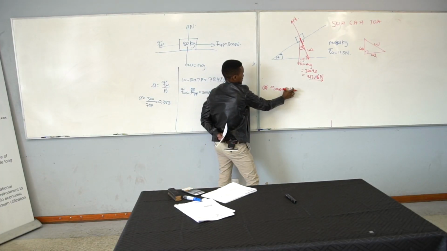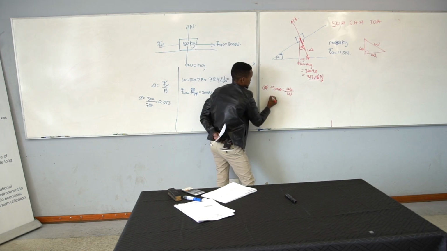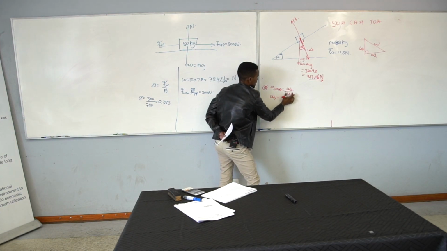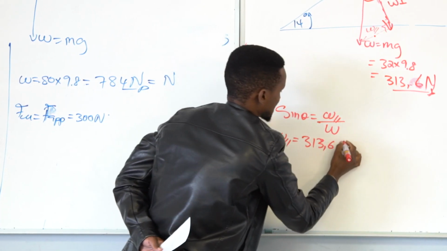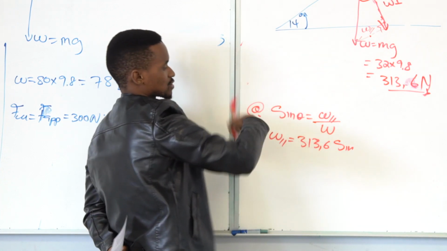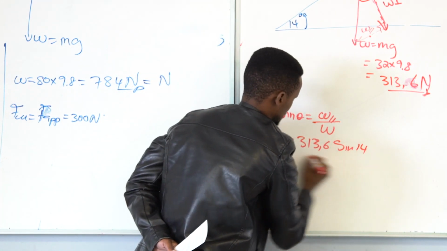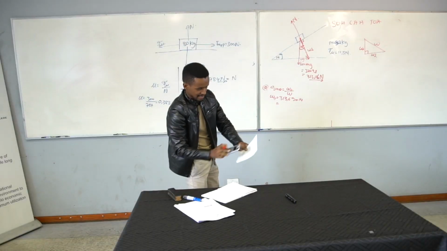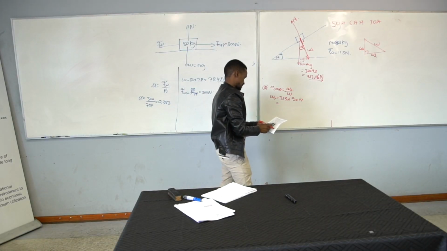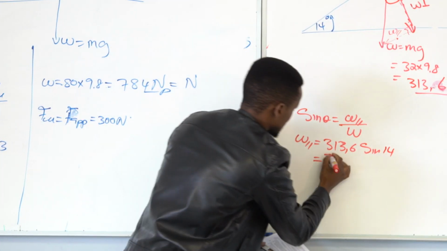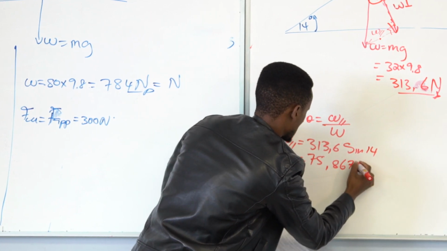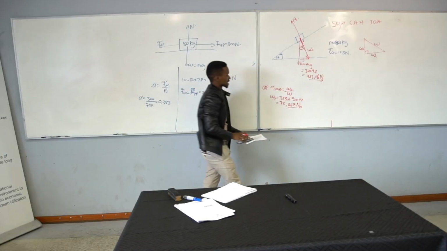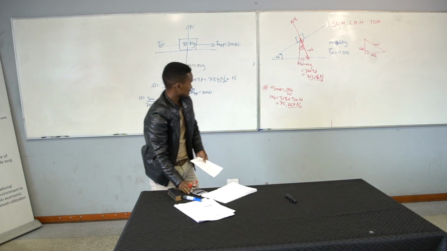But now we're looking for this one. Meaning now we're going to make that the subject of the formula. W parallel will be equal to W, where W is 313.6, times sine 14. We just cross multiply, and then we're going to get the answer there. Sine 14. We got 75.867 newtons. We rounded off to 3 decimal places after the comma.